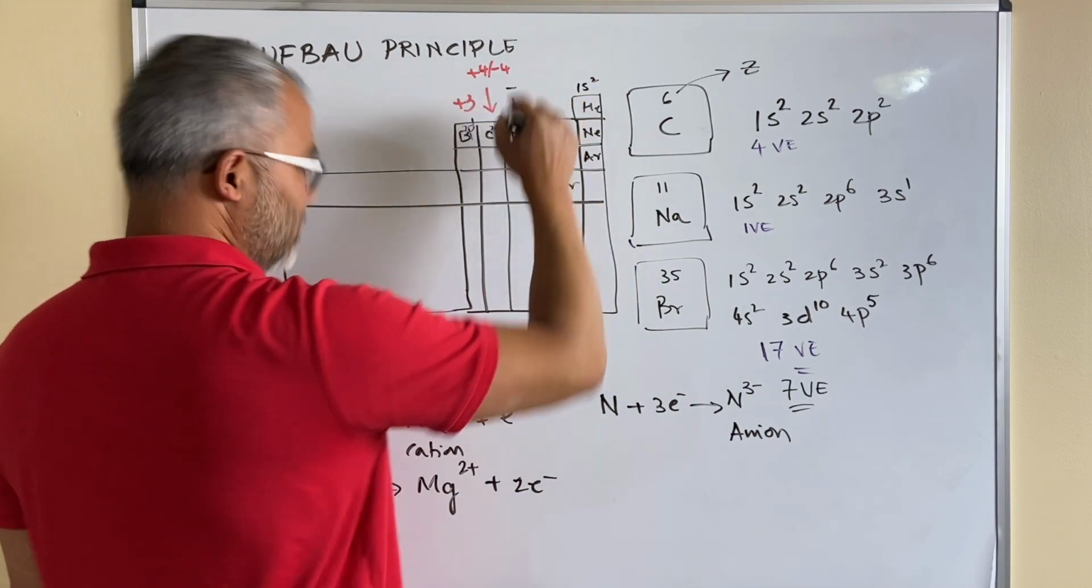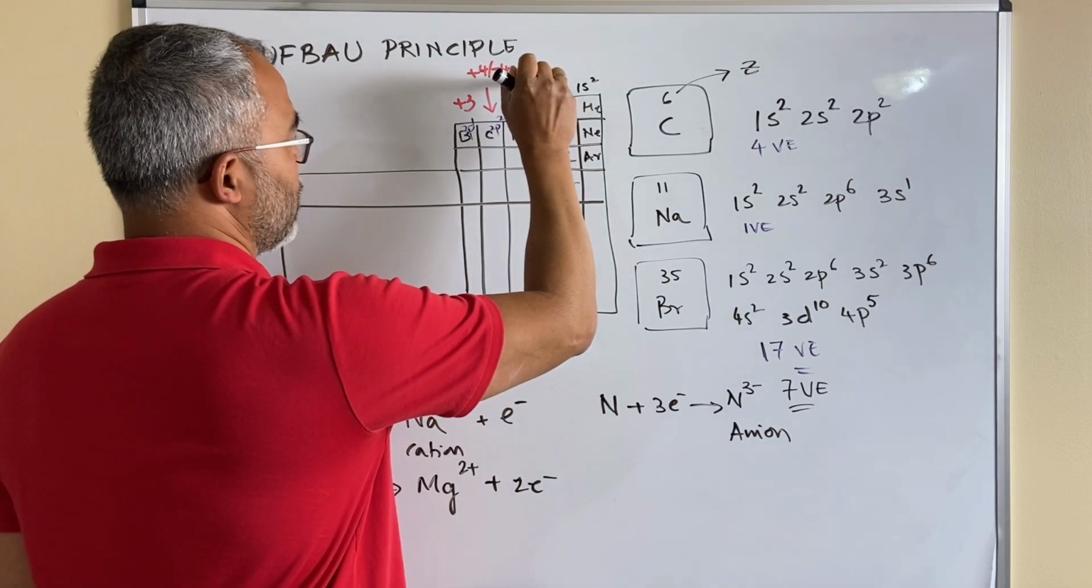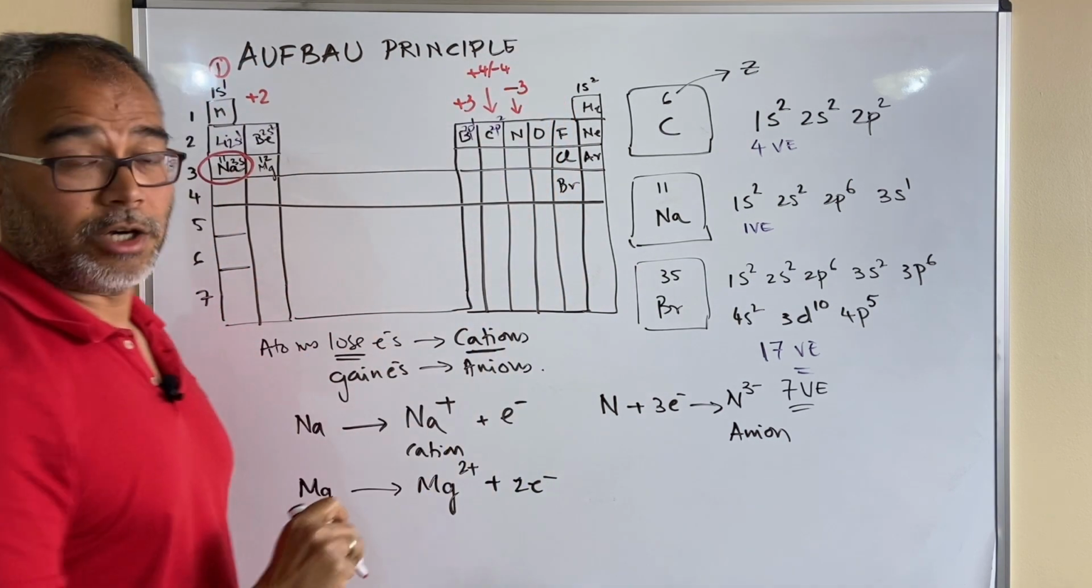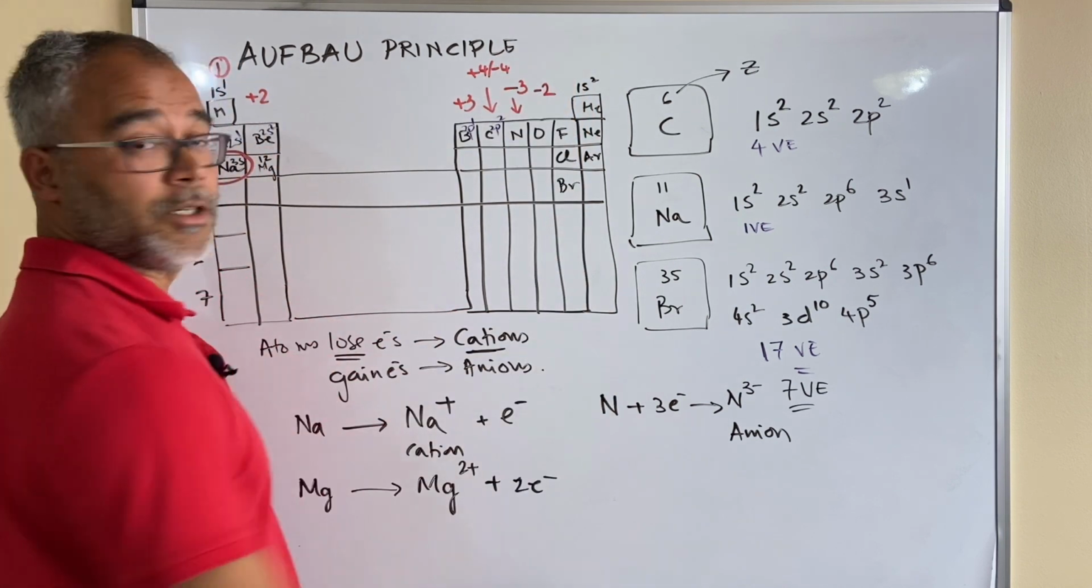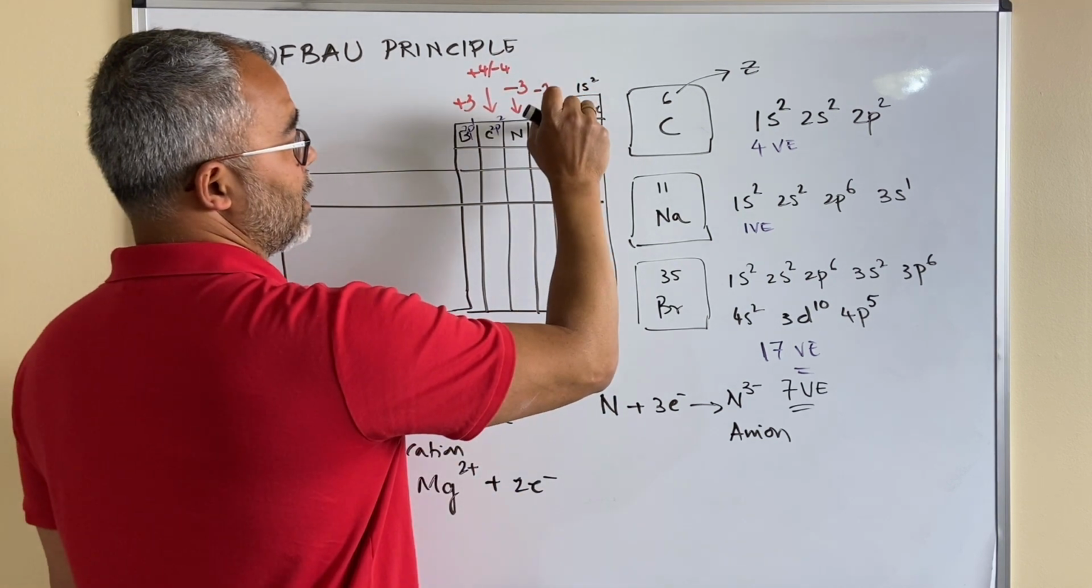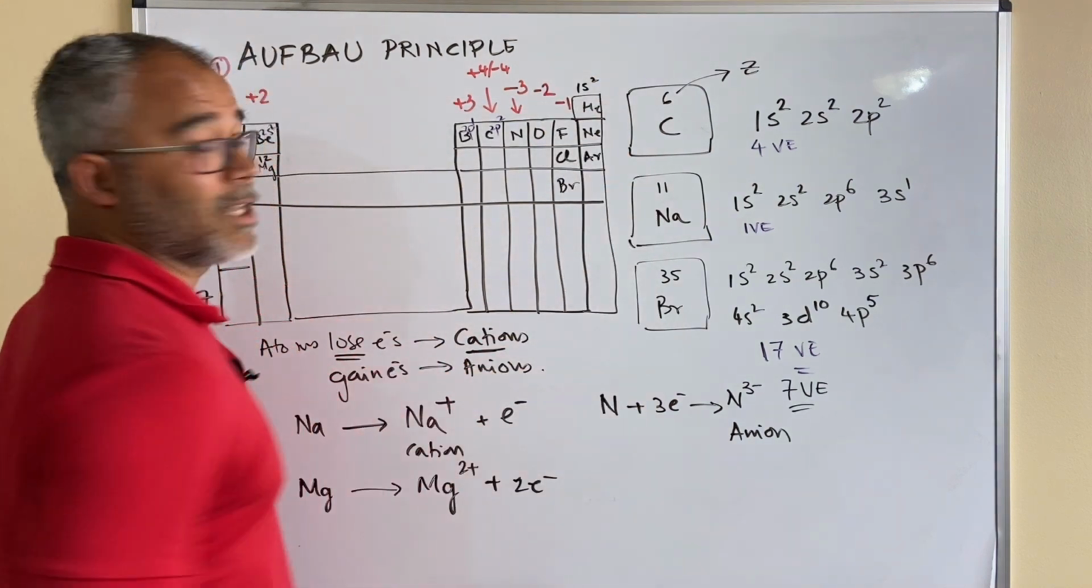So anything sitting out here is going to have a negative 3 charge. Anything sitting out here is going to gain 2 electrons, so that's negative 2. And then anything sitting out here is going to gain 1 electron, so that's negative 1.